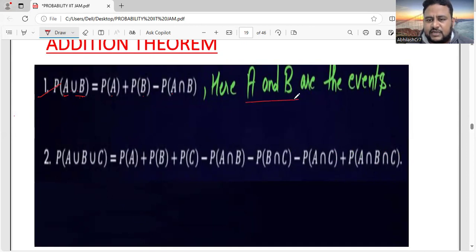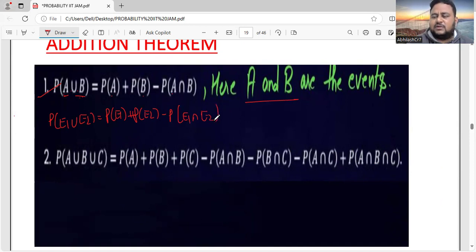If there are two events, I can write it in the form of event 1 and event 2. The probability of E1 union E2 will be equal to the probability of E1 plus the probability of E2 minus the probability of E1 intersection E2. This is a formula you have to remember, that's all. It is very important and will be very useful while solving a lot of questions. That is the addition theorem for two events.